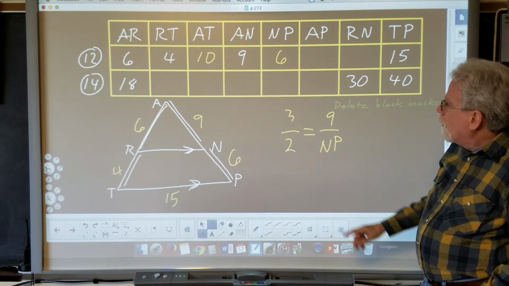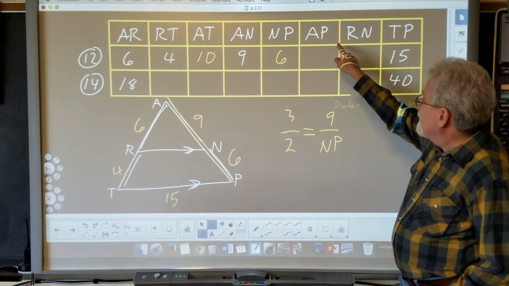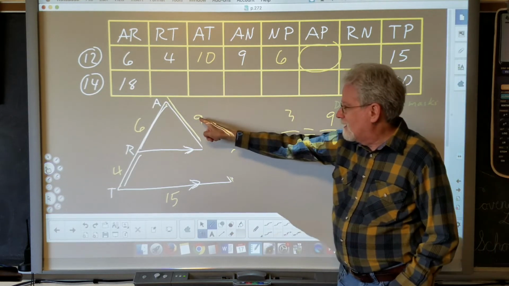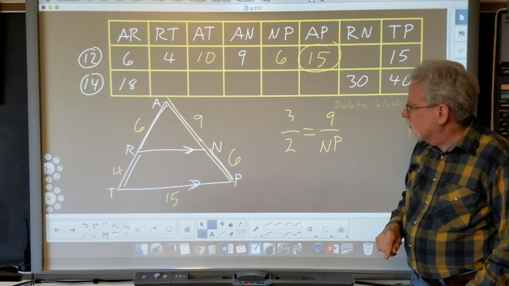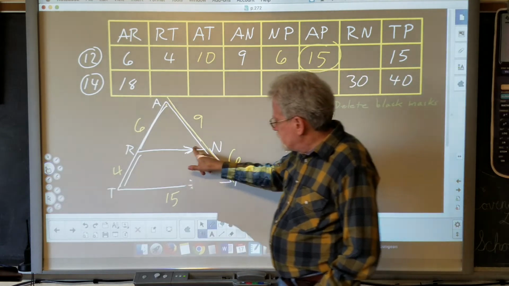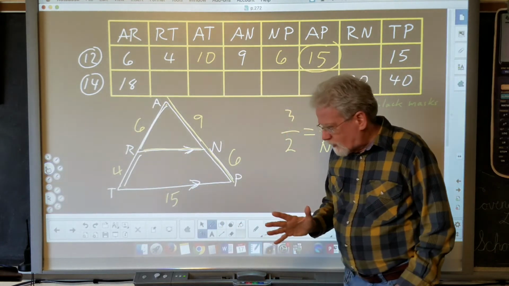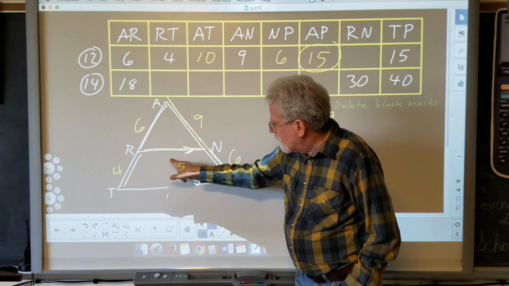No, it wasn't. Oh, what about this one? How about AP? AP right there. Oh, yeah. 9 plus 6, just 15. Nothing hard about that one. And RN. RN is the one that might give some folks a little trouble until you get used to it. For RN, let's just call it x for the moment, okay?